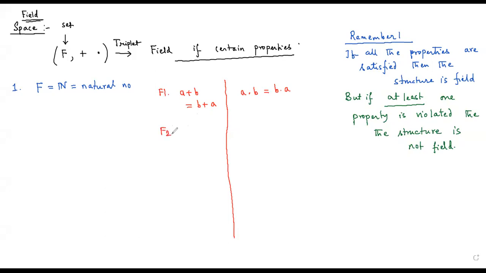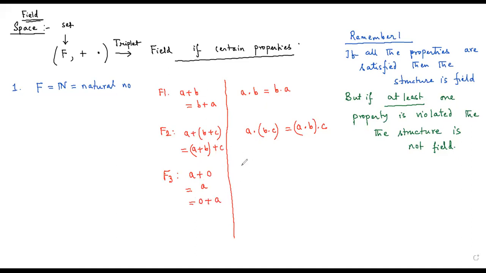F2 was: A plus B plus C should be equal to A plus B plus C, and A dot B dot C must be equal to A dot B dot C. F3 is we must get some element called 0, additive identity, so that this happens, or you can write it in this following manner.